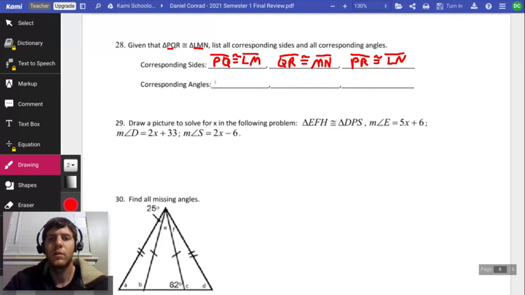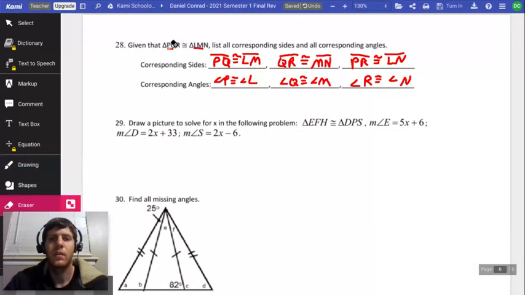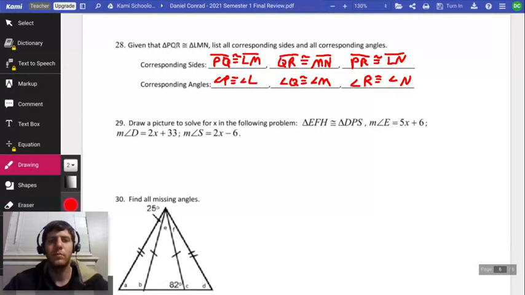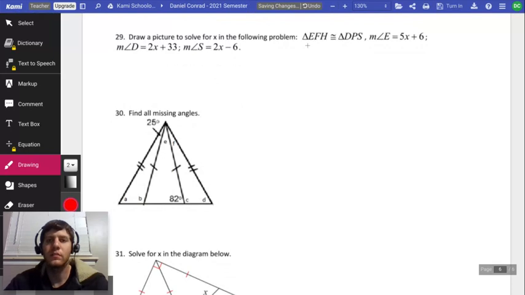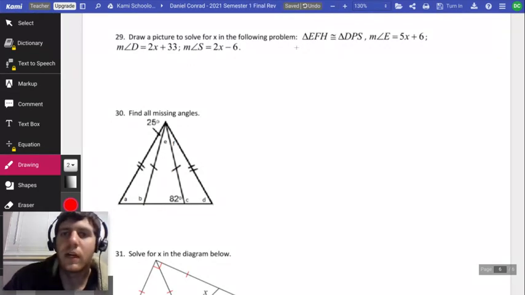Okay, angle P is congruent to angle L. Angle Q is congruent to angle M. And angle R is congruent to angle N. Okay, pretty simple there. You just match up your corresponding parts. Okay, draw a picture to solve for x in the following problem.